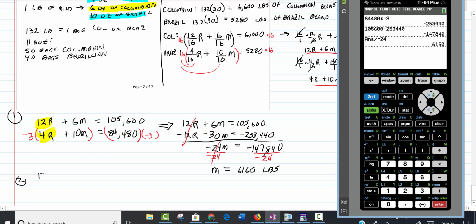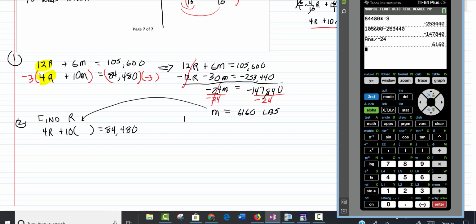Second thing is we need to find R. Pick an equation. I'm going to pick the second equation, 4R plus 10M equals 84,480. Plug in the M that we just got, and then solve this equation. Then we'll try to make sense out of all this stuff we just did. All right, so what I have is 4R plus 10 times 6,160 equals 84,480.